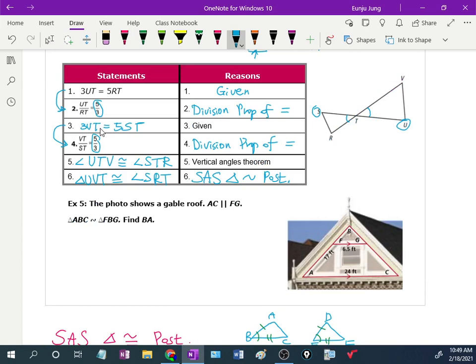The photo shows a gable roof, and there's a typo here. Segment AC is parallel to segment FG. AC and FG, they are parallel. So what kind of triangle do you see here? Does it look like an equilateral triangle? No, it doesn't look like it. Is it an isosceles triangle? It looks like it, otherwise the symmetry doesn't exist here, right? But I'm not sure it's isosceles because it's not given like that, okay?